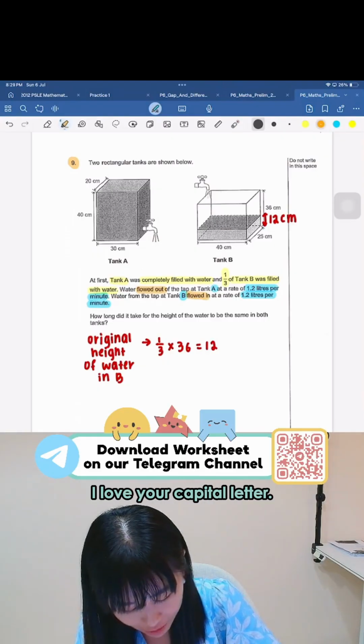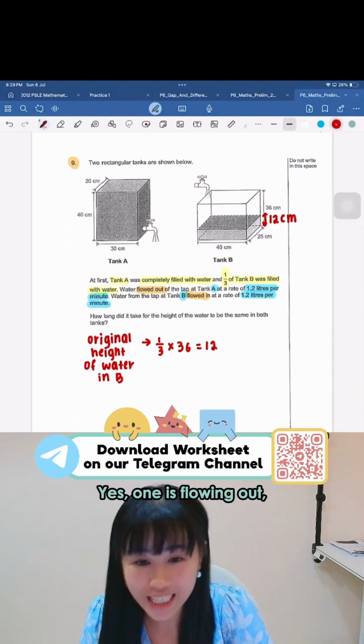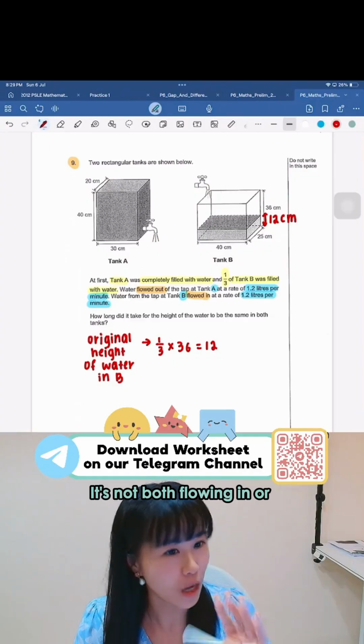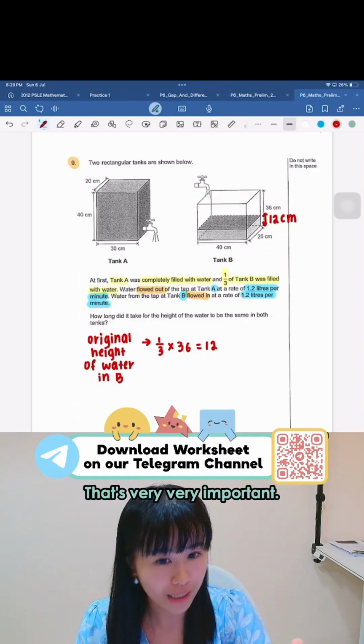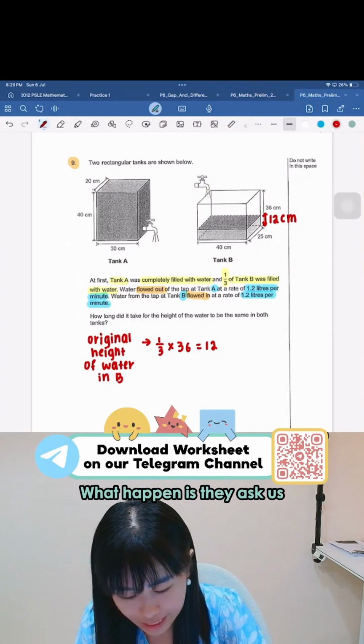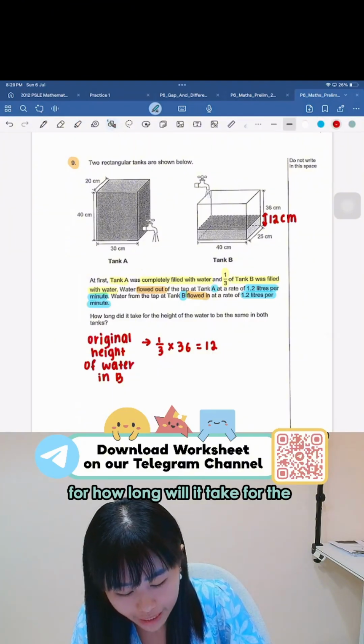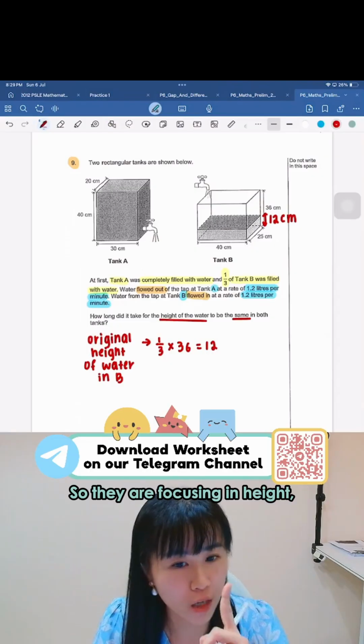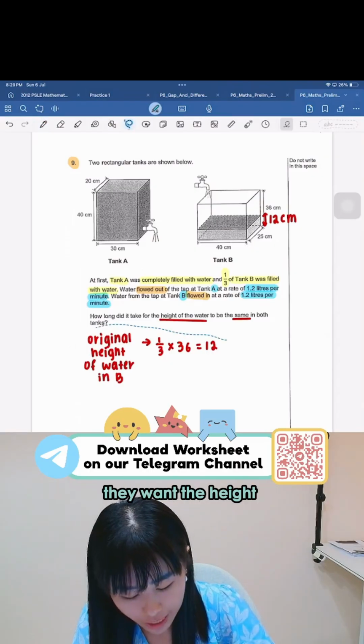Thank you. I love your capital letter. Yes, one is flowing out, another flowing in. It's not both flowing in or both flowing out. That's very, very important. What happened is they asked us for how long will it take for the height to be the same. So they are focusing on height, right, everybody? They want the height to be the same.